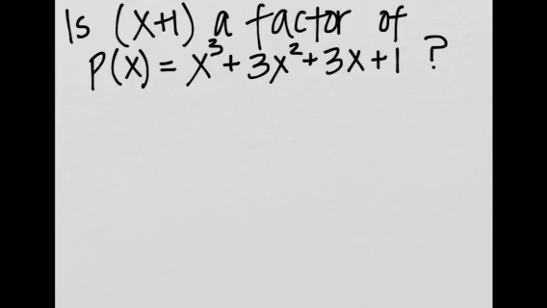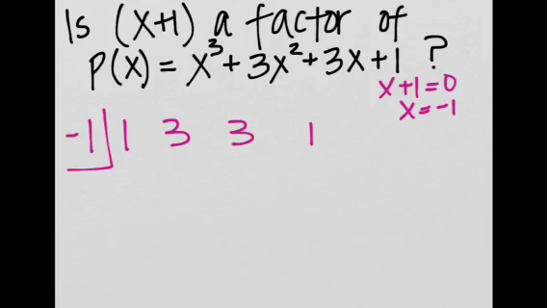So I'm asking, is x plus 1 a factor of p of x equals x cubed plus 3x squared plus 3x plus 1? So I use the process of synthetic division as I did before. My divisor is x plus 1, so if I set that equal to 0, I'm going to get x equals negative 1 on the outside, and my coefficients are going to be 1, 3, 3, 1.